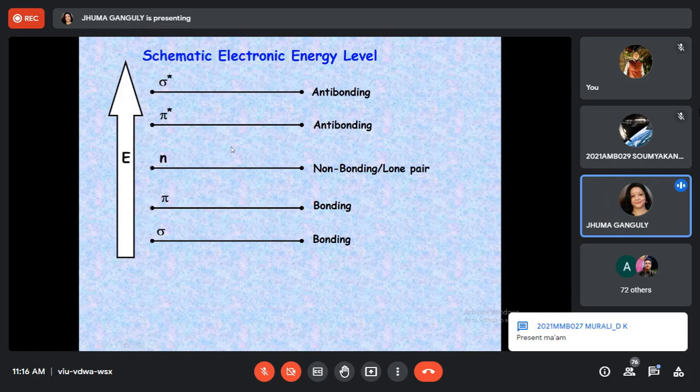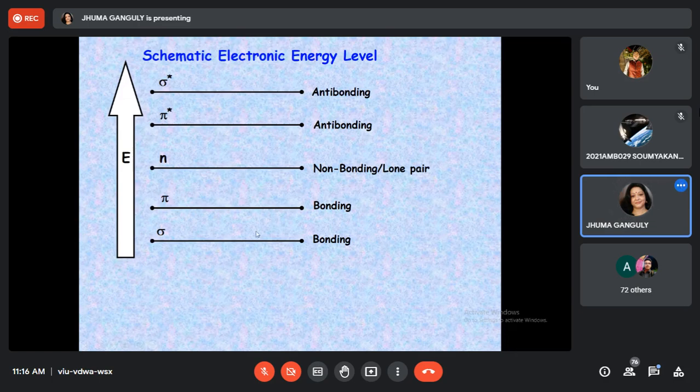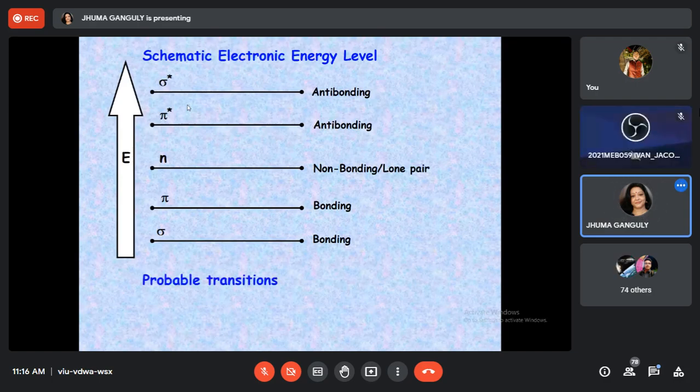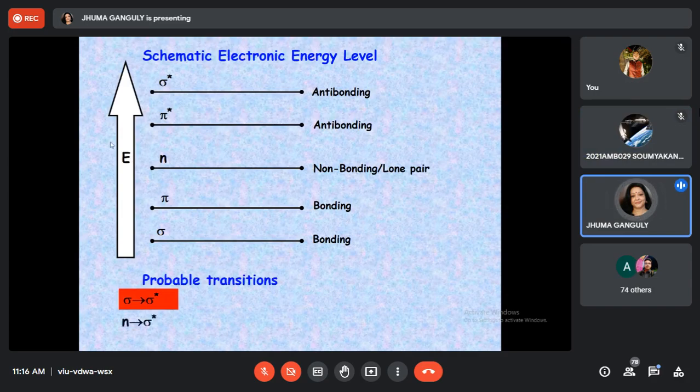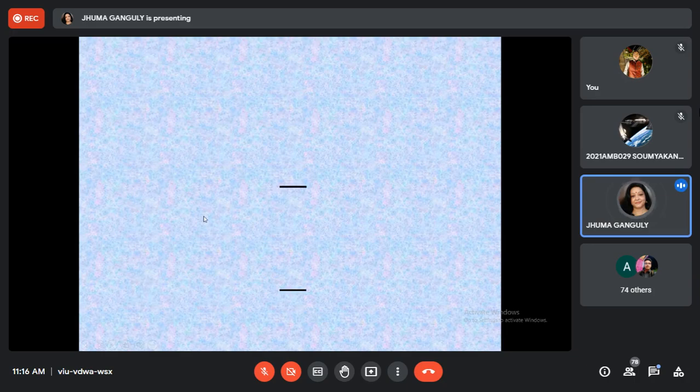Both are possible. So transition from the lower level, sigma to sigma star, is not allowed because of the dissociation. Otherwise, all are possible: pi to pi star, n to pi star, n to sigma star, and pi to sigma star. All are possible for the UV-visible spectra, depending on the nature and structure of the molecule. The probable transitions, these are inhibited, I already mentioned. Otherwise, n to pi star, n to sigma star, all are possible.